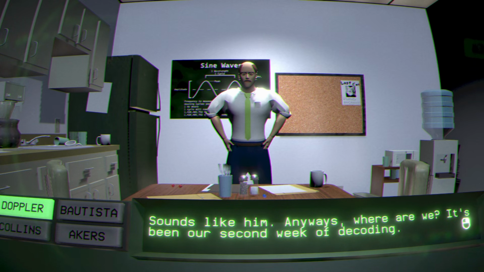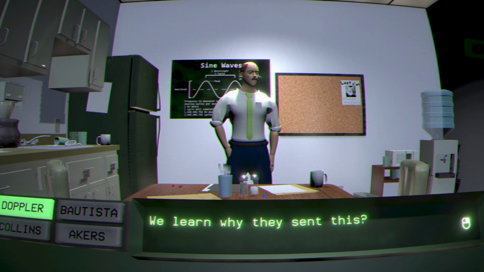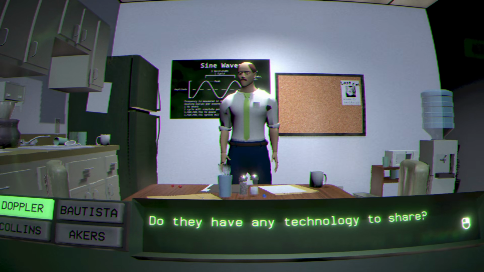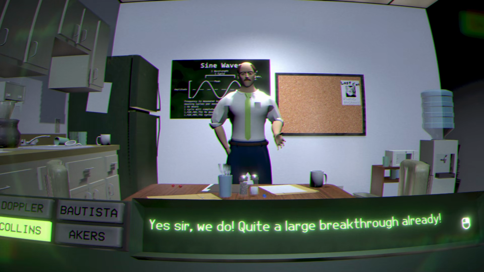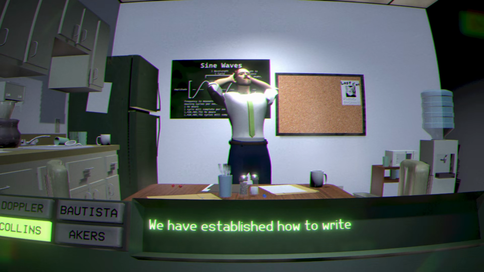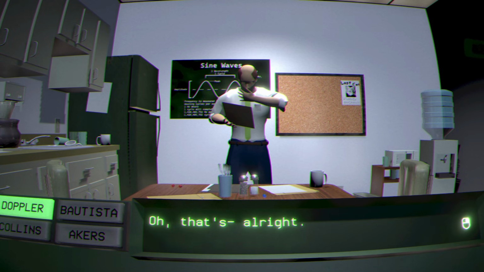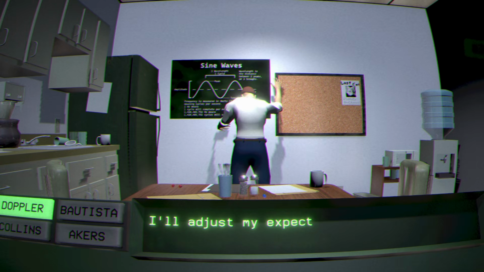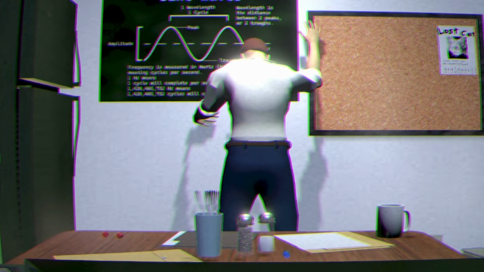Anyways, where are we? It's been our second week of decoding. We're moving along with this thing. We learned why they sent this. Do they have any technology to share? Tell me you have something. Yes, sir, we do. Quite a large breakthrough already. I am all ears, Dr. Collins. We have established how to write numbers. Oh, that's, alright. I'll adjust my expectations moving forward. Look at him, he's like, hand on the wall, he's devastated.